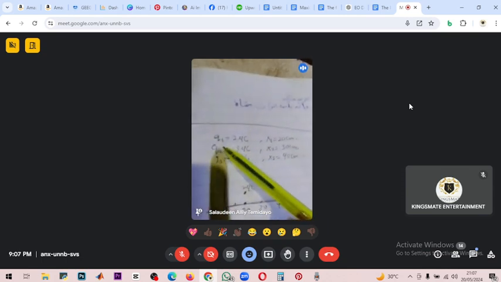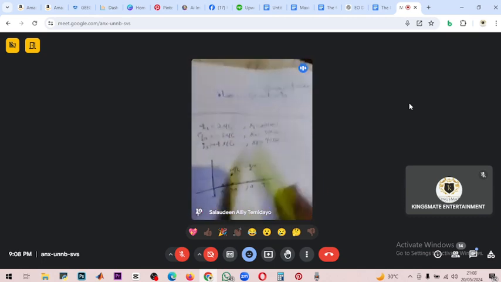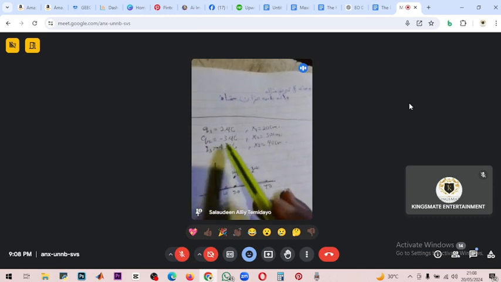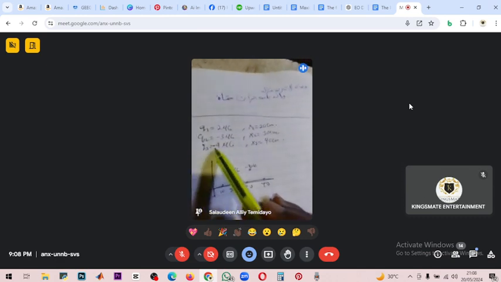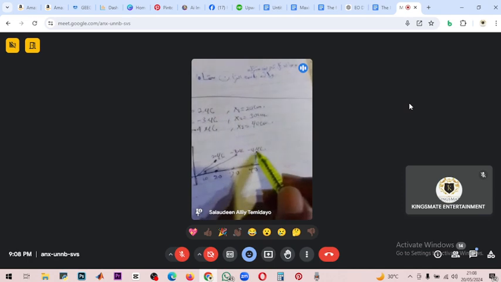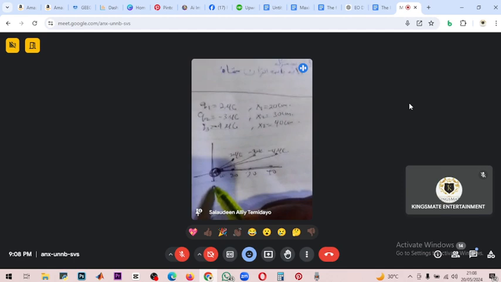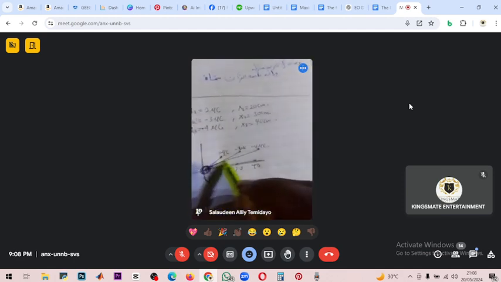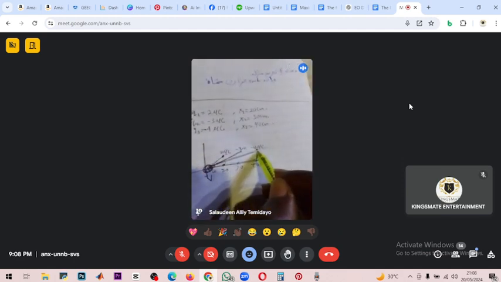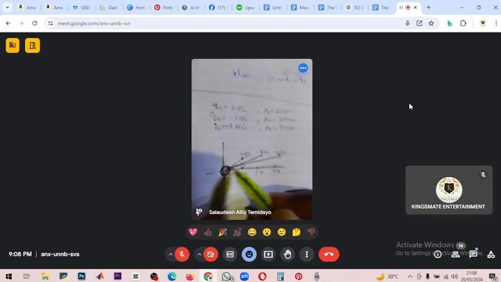Question 1: the following point charges are placed on the x-axis like this. 2 microcoulombs at 20 cm, minus 3 microcoulombs at 30 cm, and minus 4 microcoulombs at 40 cm. Coming to the origin, what is the total potential at the origin? This one will have its own potential, this one will have its own potential, and this one too will have its own potential. Let's add them together to get the electric potential at the origin.